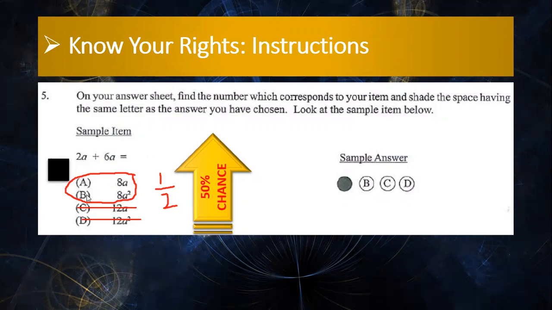A is 8a, B is 8a squared. Clearly, squared is when you're multiplying, so the answer has to be A. It just is what they said.